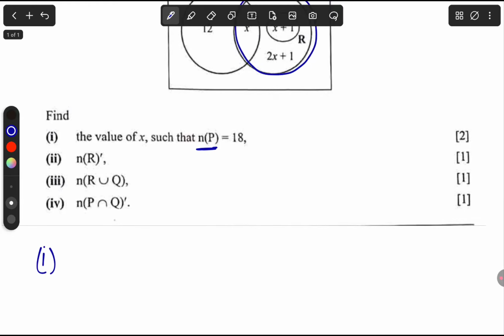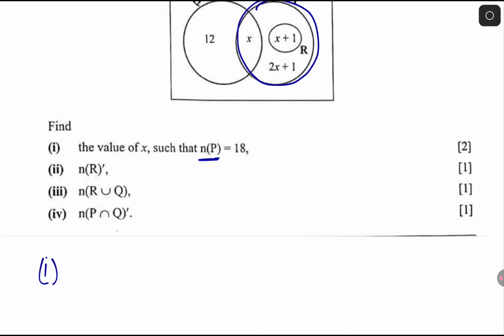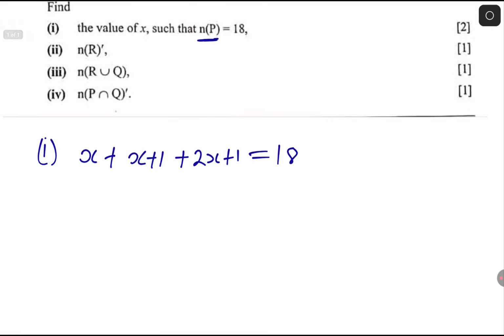So let's first identify the elements found in P. So we have x itself. X is part of it. Then we have x plus 1 coming from R and 2x plus 1. So the entire part of this is equal to 18. Then you just have to solve the equation. The issue of sets is done. It's just now your algebraic knowledge.